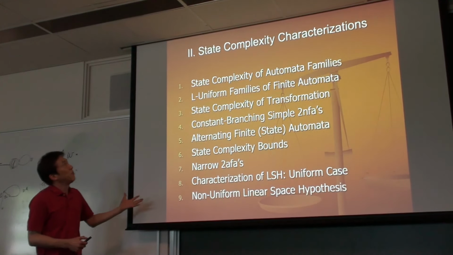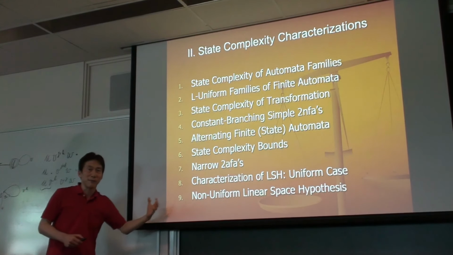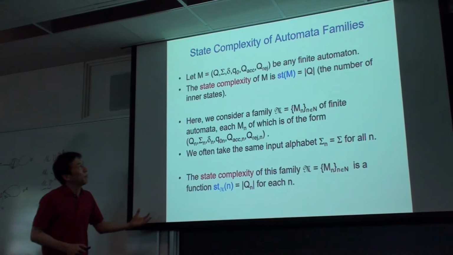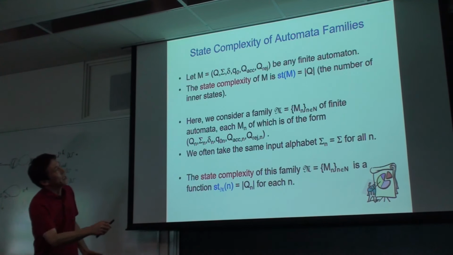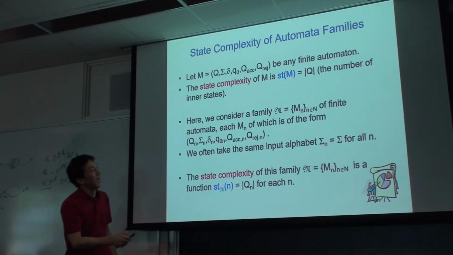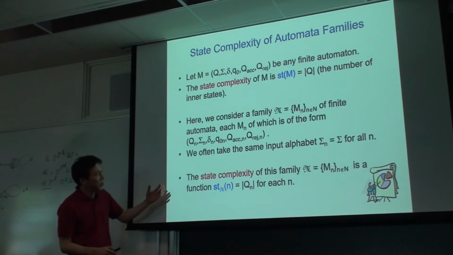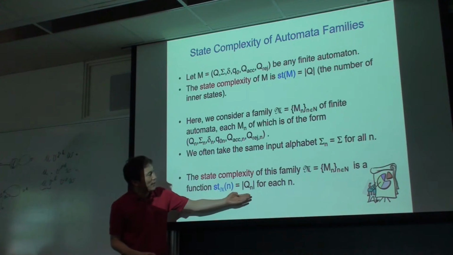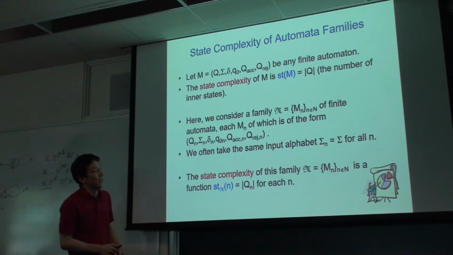Okay, now we move on to the state complexity characterization. We try to characterize this particular hypothesis in terms of state complexity. So what kinds of state complexity am I going to discuss? So this is the standard state complexity definition, just the number of the inner states, right? And then I'm going to talk about the family of the finite automata. In that particular case, the state complexity of this family is the function outputting the number of the inner states associated with the index n.